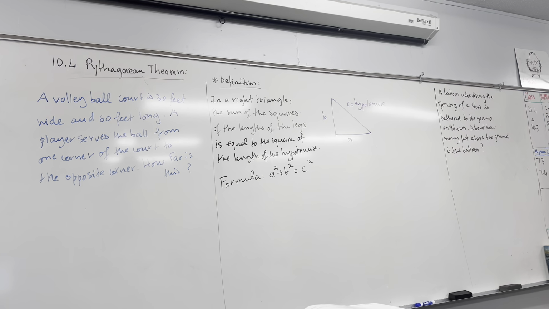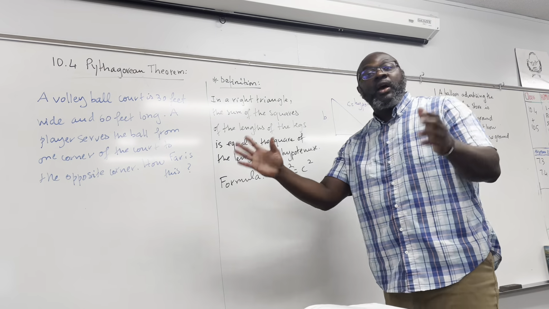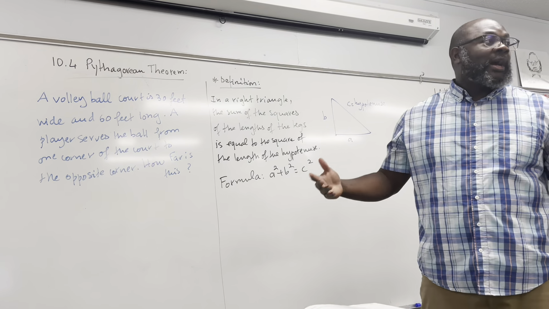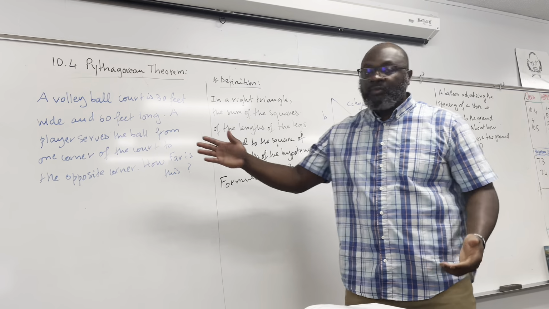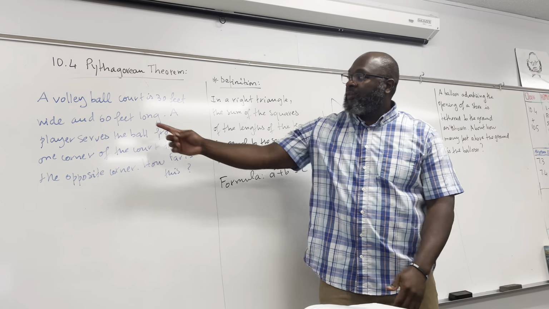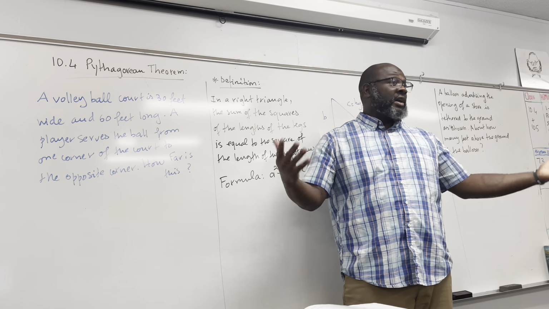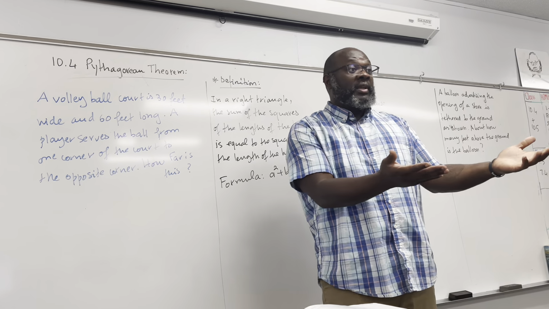So, all right, let's talk about the Pythagorean Theorem, section 10.4. I'm going to start with a word problem, and then we're going to elaborate on that. Suppose that you guys are playing volleyball. A volleyball court is 30 feet wide and 60 feet long. That's what they claim, right?